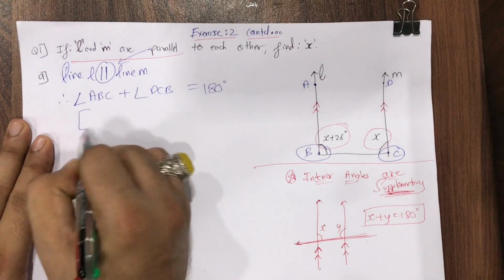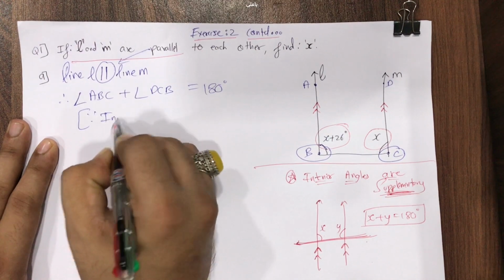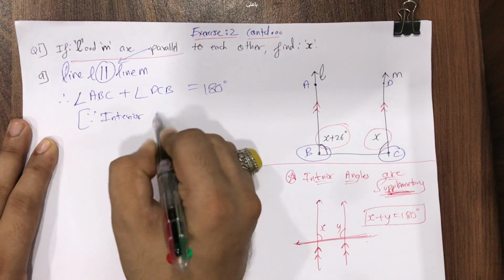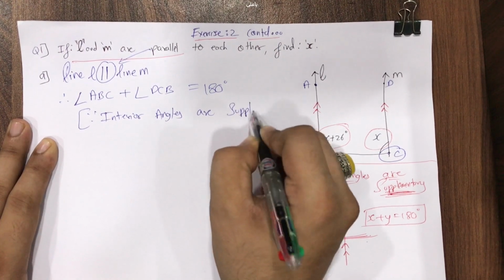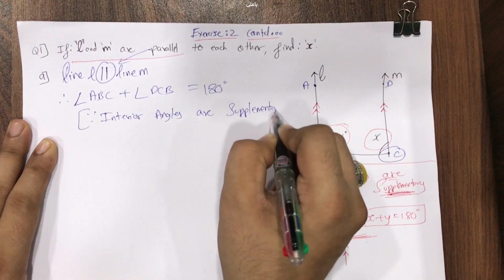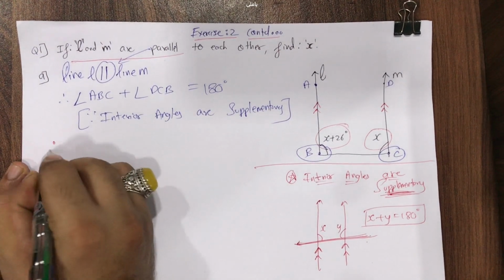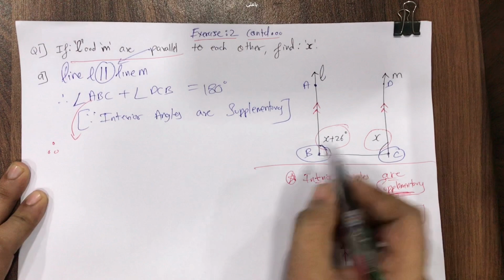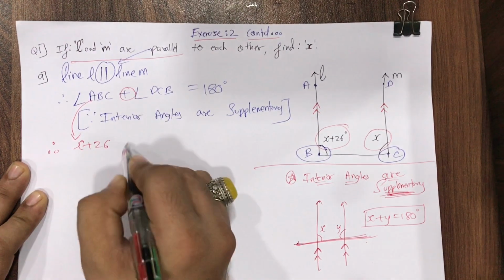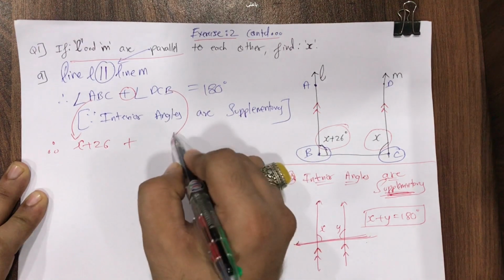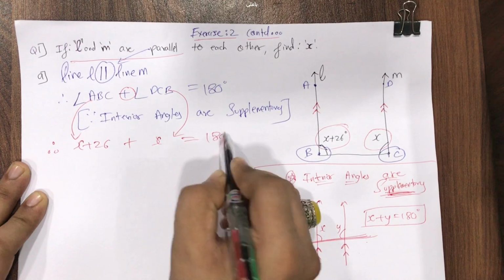Why? You have to provide the reason. It's compulsory. Reason: interior angles are supplementary. Okay, therefore what is the value of angle ABC? It's x plus 26. This plus stays as it is plus. What's the value of this DCB? DCB value is x, is equal to 180 degree.